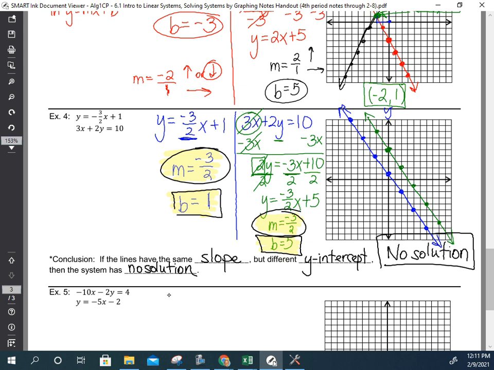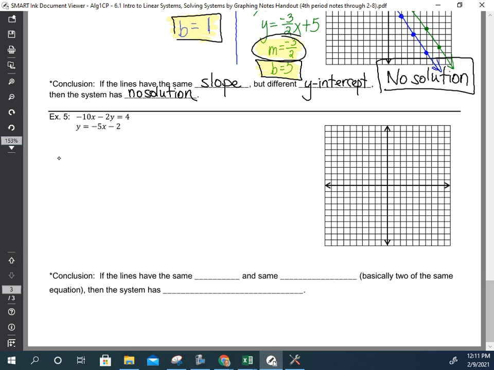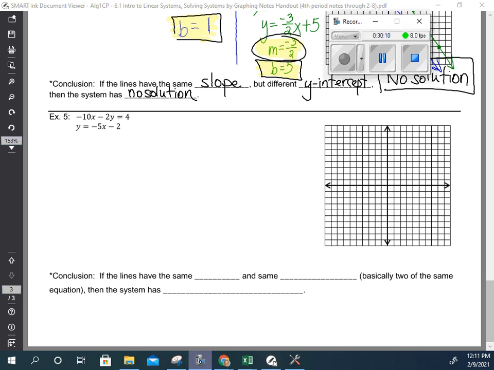So that's example 4. We're going to do one more example together, and then we'll take a look at how this looks in the IXL. So let me pause my recorder again.